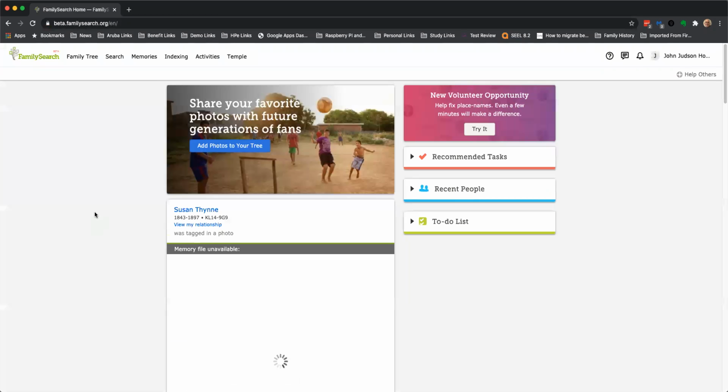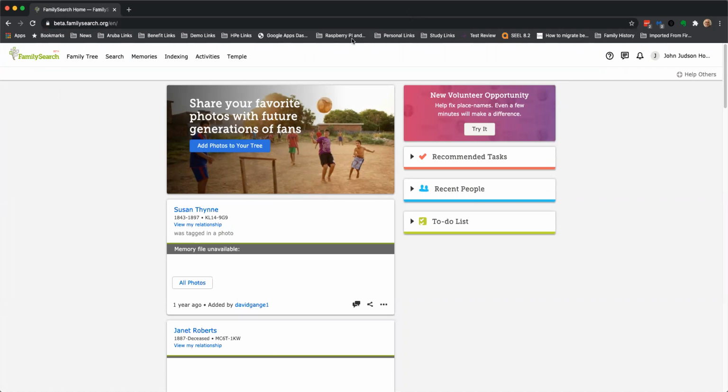Now, if you go to it, this looks exactly like production. If I were to log into my production FamilySearch, it would look exactly like this. The only difference is right up here in the corner. It says FamilySearch beta. Okay, so I'm in this beta, and I'm going to go into my family tree.